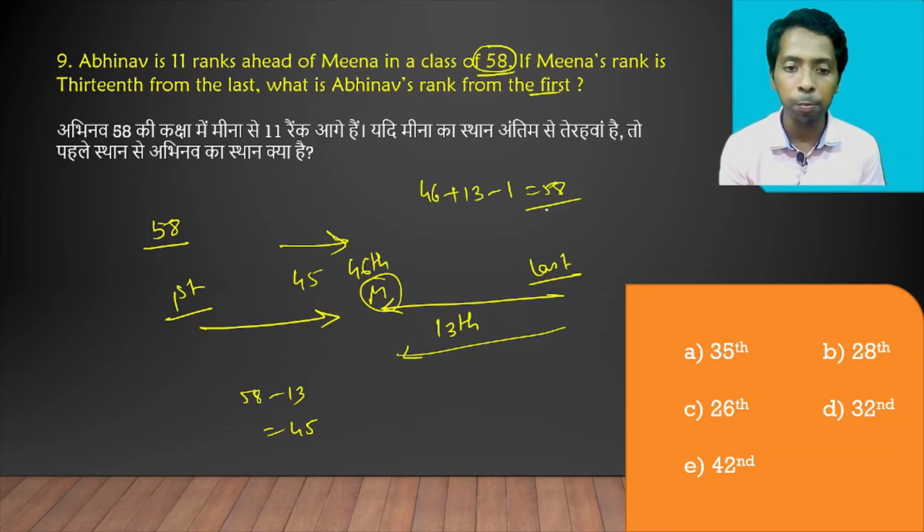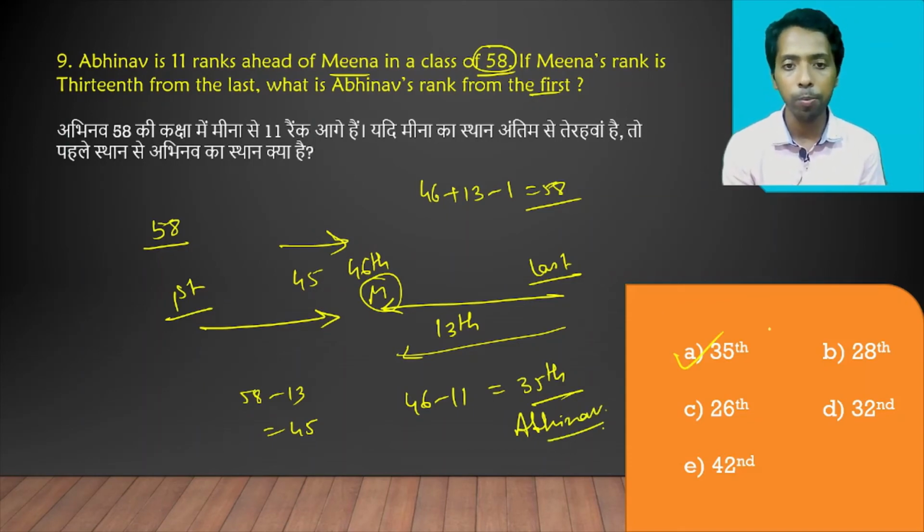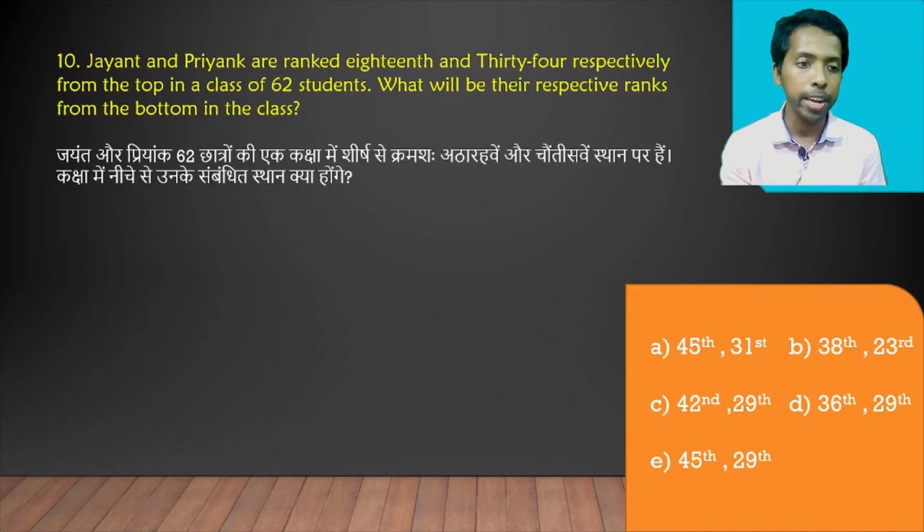Understood the logic here? Now Meena's rank is 13 from the last. Now Obhinav's rank: the relation given is that Obhinav is 11 ranks ahead of Meena. That means Obhinav is closer to the first position, that is, Meena's position is 46, 11 less, that is 46 minus 11, 35th. That is Obhinav's rank from the first, right? So option A is the correct choice. Hope it's clear. Moving to question number 10 here.